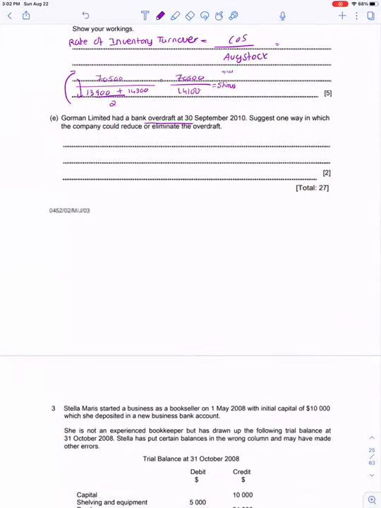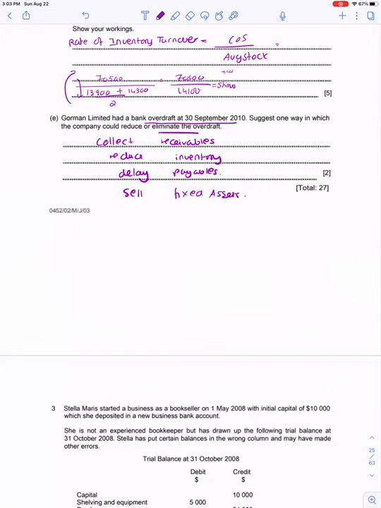The business had a bank overdraft on 30th September. Suggest ways to eliminate the overdraft. How will you remove the extra amount of money that you've overdrawn from the bank? You will collect your trade receivables. You can sell your inventory or reduce inventory. You need more cash in hand to do this. You can delay your payables and eliminate the bank overdraft. You can also sell fixed assets. You can write any 2 favorable points.